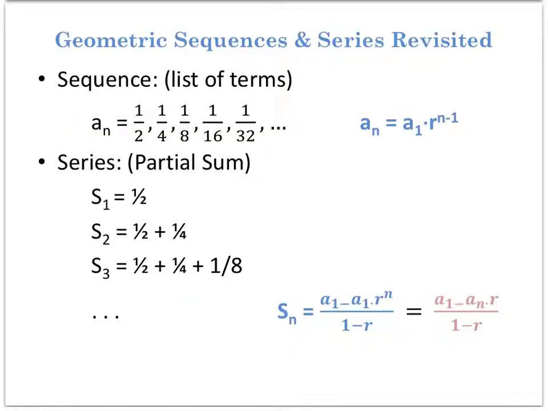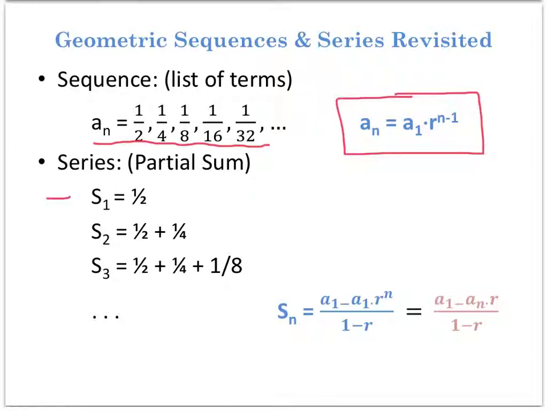Okay, so now we have geometric sequences and series. This slide is just basically reviewing stuff that we've already talked about. So when you have a sequence, again, that just represents a list, and the nth term in that list can be represented as the first term times your common ratio r to the n minus 1.